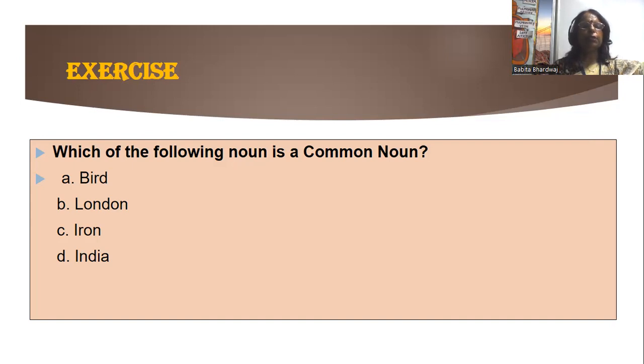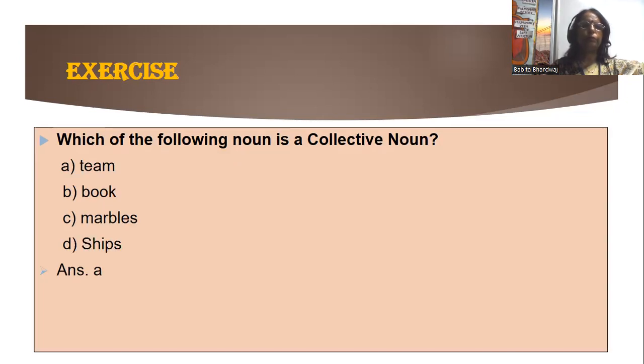But if we see the first option, that is bird, it is not mentioning which bird. So if instead of bird, the option might be sparrow or parrot or peacock, then that would have fallen under the category of proper noun, right? So which of the following noun is a common noun? So here the common noun is bird. Now, which of the following is a collective noun? So if you recall the description of collective noun, here you can see team, book, marbles, ships. So the answer is A, that is team.